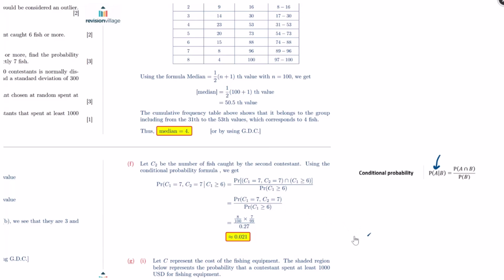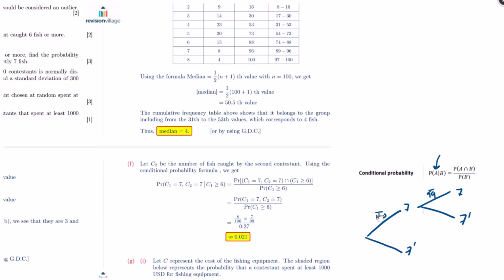So contestant 1, so catching 7, not 7, and then contestant 2 catching 7 and not 7. Now keep in mind that this is multi-stage probability. So contestant 1, contestant 2 without replacement, because the first contestant isn't going back into the group of 100 people. So this first probability will be out of 100 people, but the second will be out of 99 people because the first person has been taken out.